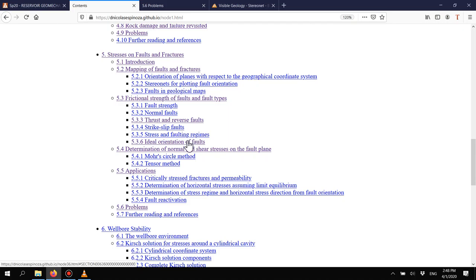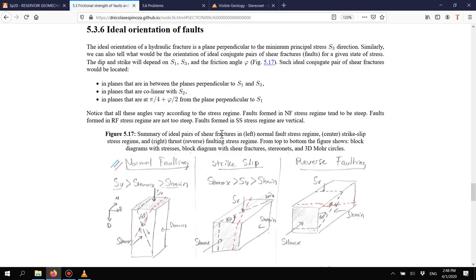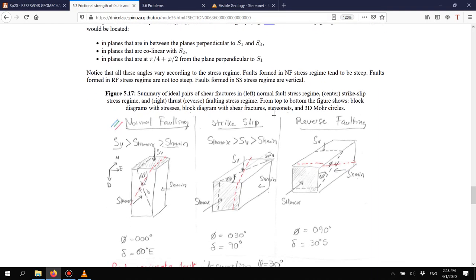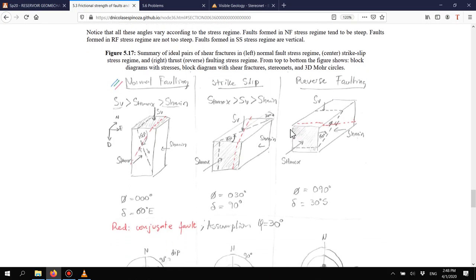Okay, let's start talking about ideal orientation of faults. We have seen in the previous chapter that depending on the stress regime, we might find faults that correspond to that particular stress regime, either that's normal faulting, strike slip, or reverse. And what we're going to do now is to try to understand in a given stress regime what would be the ideal orientation of a fault in that location. So if the stresses were enough to cause a fault, what would be the orientation of that fault?